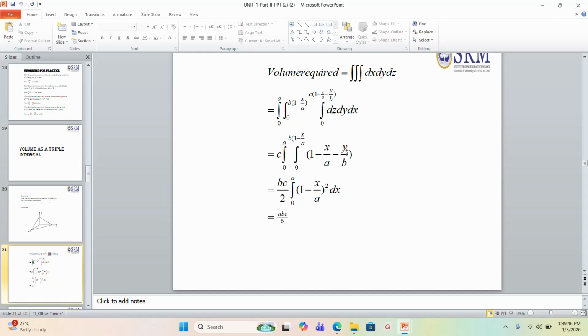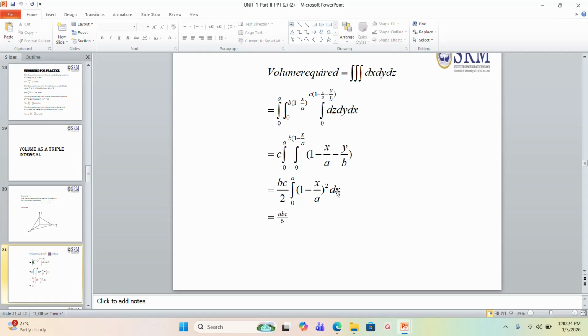Now the integral of y dy is y square by 2. What is the y limit? The y limit is b into 1 minus x by a. So first is 1 minus x by a into y, minus 1 by b into y dy, which is y square by 2. So after substituting the value of y equal to b into 1 minus x by a, we get 1 minus x by a whole square, and the third variable is dx. And now this we have to integrate. Already we have the constant bc by 2, 1 minus x by a whole square into dx.